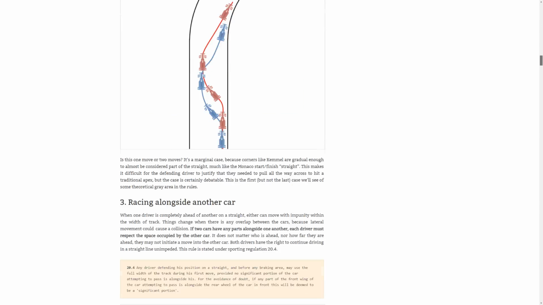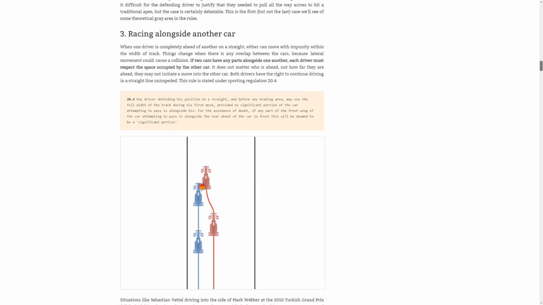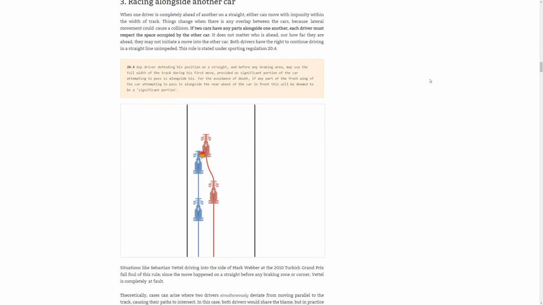The specific part we're going to be using for this episode is part 3, racing alongside another car, which basically says when one driver is completely ahead of another on a straight, either can move with impunity within the width of the track. But things change when there's any overlap between the cars, because lateral movement could cause a collision. If 2 cars have any parts alongside one another, each driver must respect the space occupied by the other car. It doesn't matter who's ahead nor how far ahead they are, they may not initiate a move into the other car. Both drivers have the right to continue driving in a straight line unimpeded.